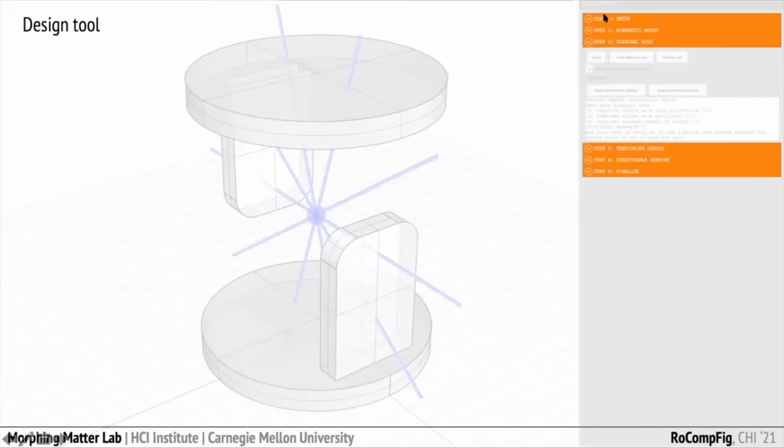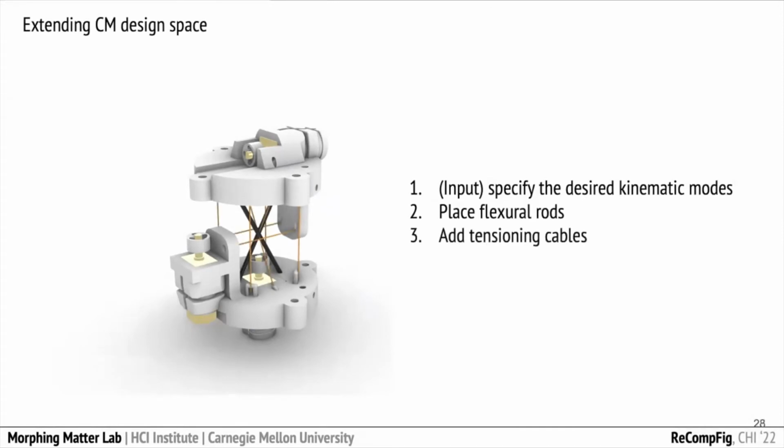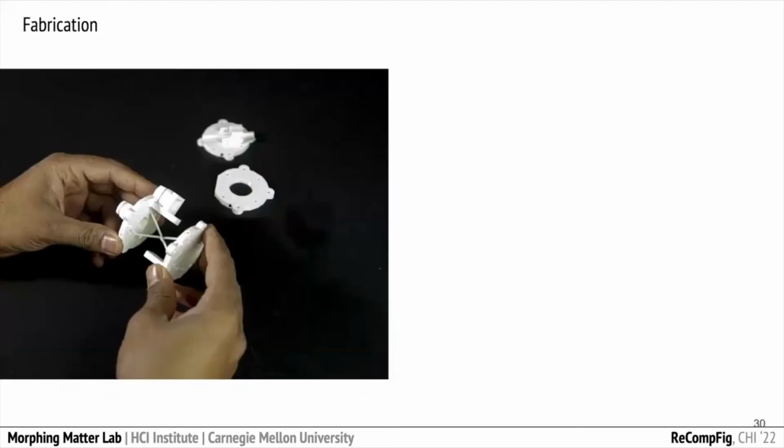And the design process is divided into several steps. I think it is really easy to follow, but really we need more user studies to verify that. When using a design tool or designing reconfigurable compliant mechanisms in general, we follow a couple of steps. Firstly, you need to specify what kinematic modes you want. And then you need to put down the flexural rods, and the design tool will then prompt you to add tensioning cables in the right places to reconfigure the devices. And you have the option to add in stretchable sensors to make this into a digital input device, for example.